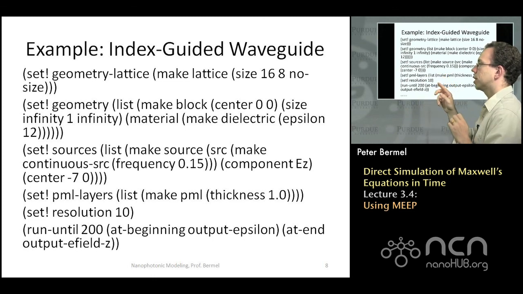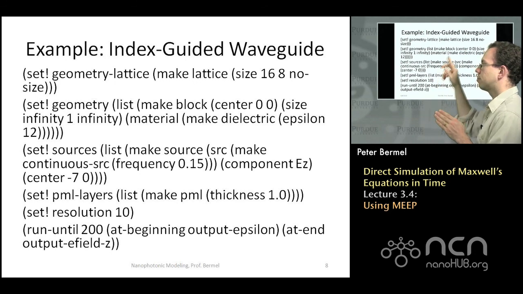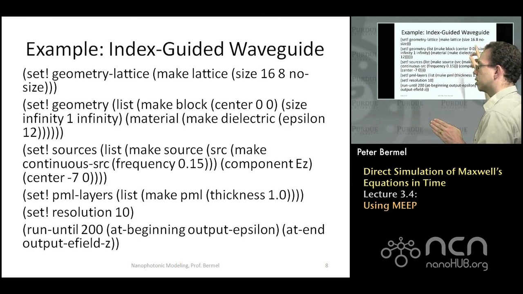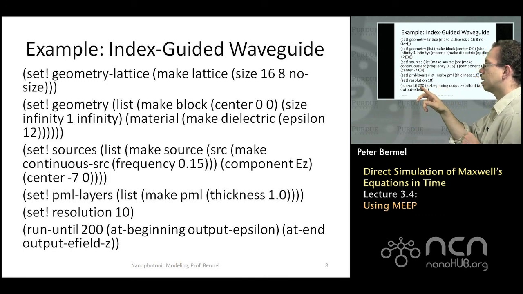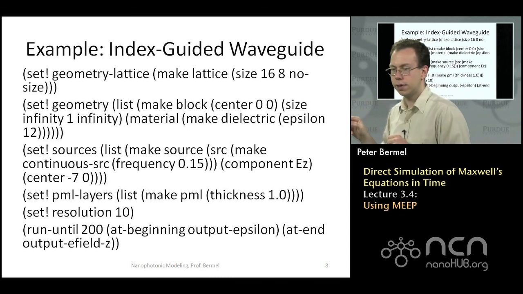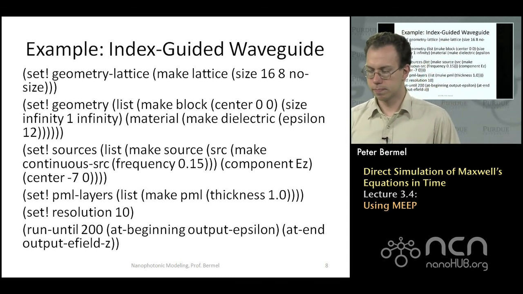We set the resolution to be 10, which means that for every a, there are 10 lattice points. And so that means 160 in the x direction and then 80 in the y direction. Of course, only 1 in the z direction. And then we run until 200, which means run for 200 time steps in MEEP units, which are units of a over c. And then we output the epsilon at the very beginning, and then we output the E field in the Z direction at the end.